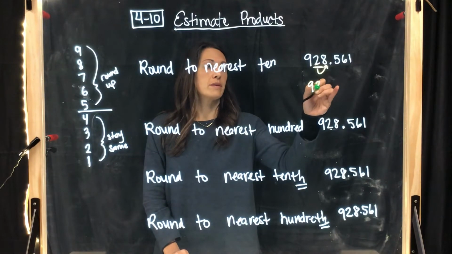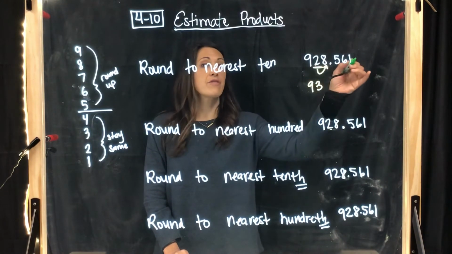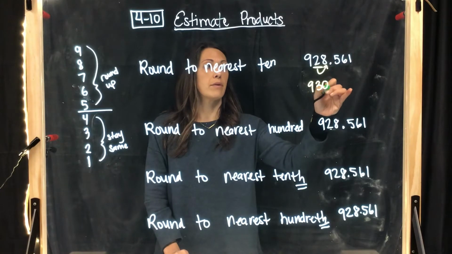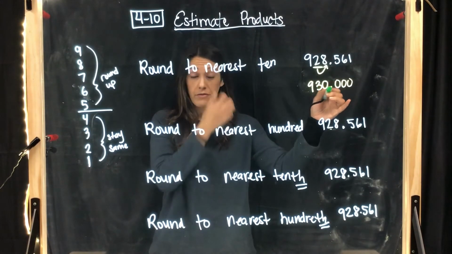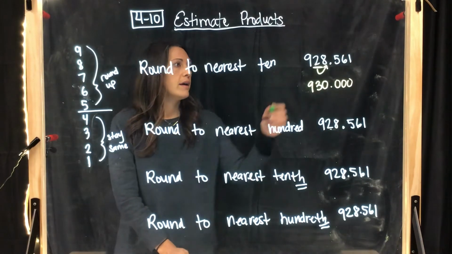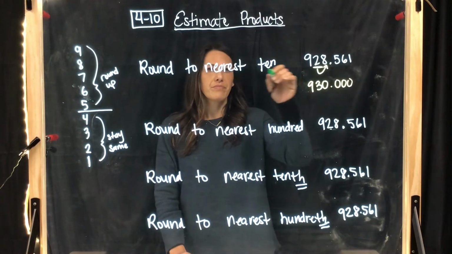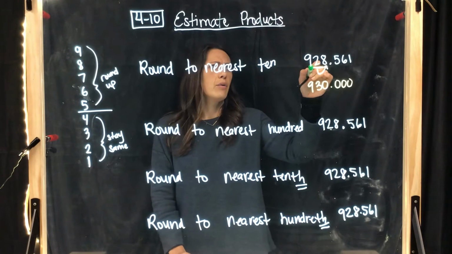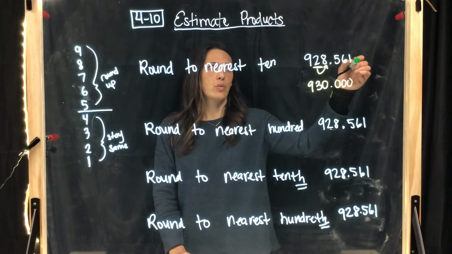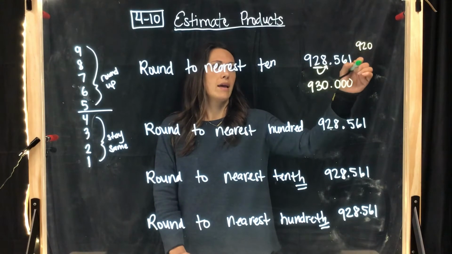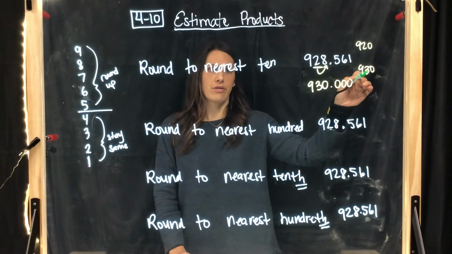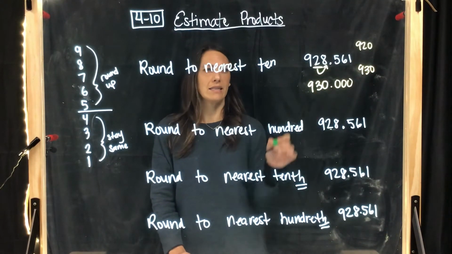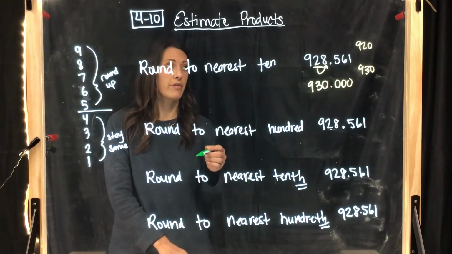So the 2 becomes a 3, and everything after the underlined number becomes a 0. You can write those zeros. You don't have to write them after the decimal, but you can. And when I think about this, the two tens that 928 is between are 920 and 930. And 28 is much closer to 30 than it is to 20. So it makes sense that it rounded to 930.